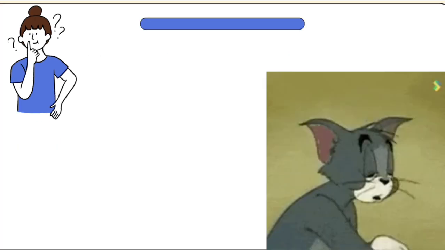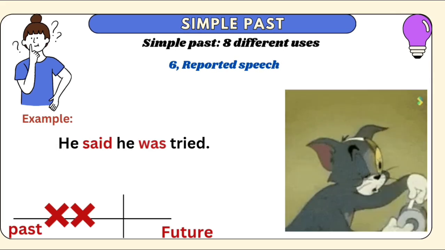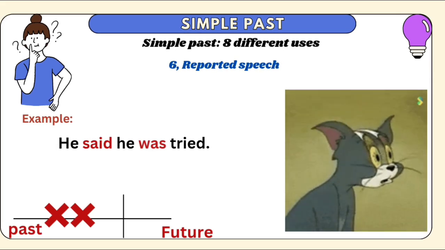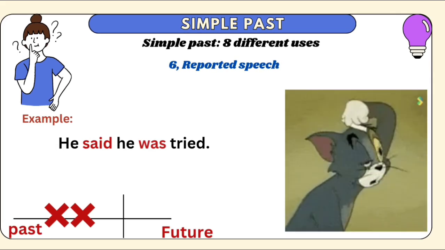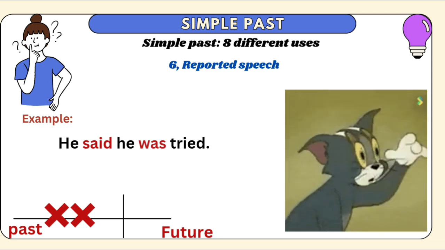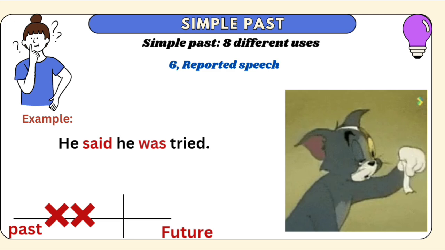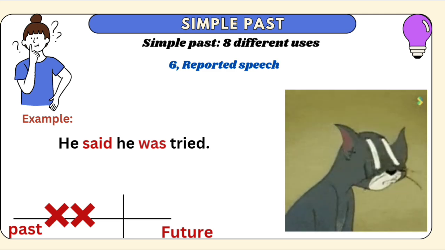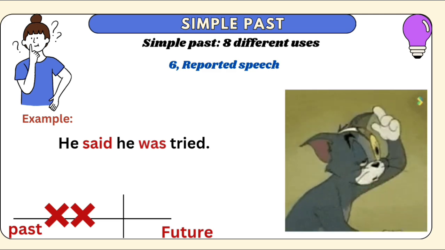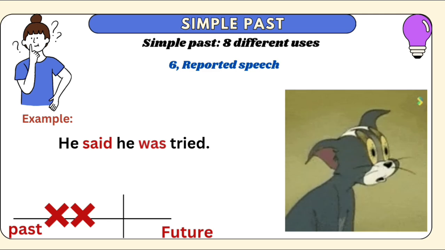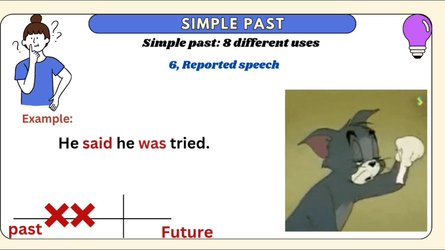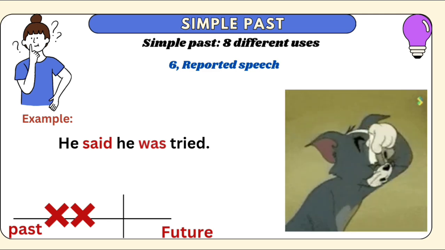Number 6, reported speech. A little difficult too. Here's our man. He says, I'm so tired. So he said that to you. Now you meet another person and you want to repeat what he said. So what are you going to say? You're going to say, he said he was tired. Aha. He said he was tired.